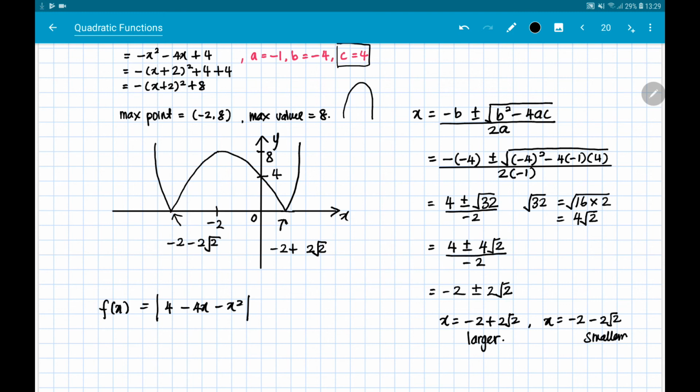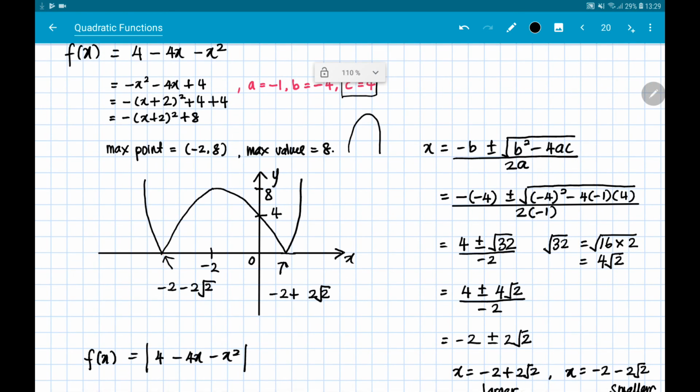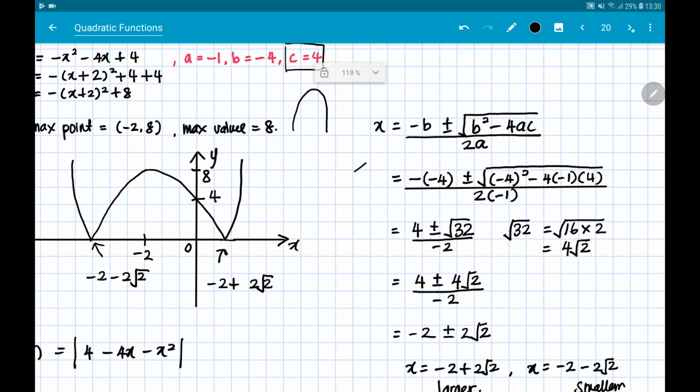Try and understand how to sketch the graph. Try to understand that the purpose of completing the square is to determine whether we have a maximum or a minimum point, whether we have a maximum or a minimum value. Try to understand how to use the quadratic formula, and you must memorize this formula since it will not be provided in the exam. Okay.